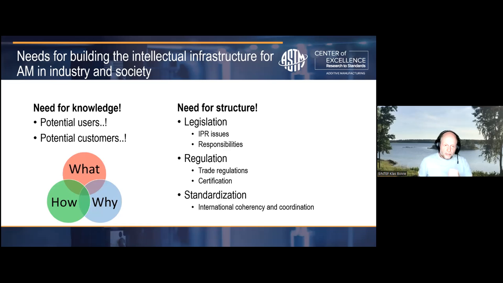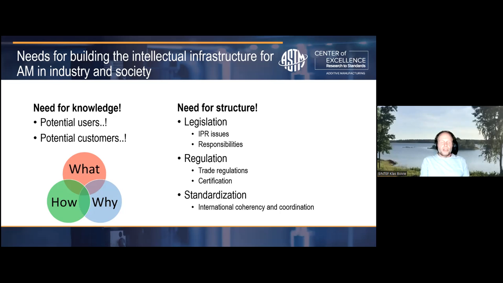So a very important, big challenge in the AM industry is building the intellectual infrastructure for AM in industry and society. We need to build the knowledge, the users, the potential customers. And you as students have a very important role here. You need to learn AM, and you need to spread the knowledge that you learn about AM to the market, to your employers, to your customers, and to your colleagues. Think about: what should we do by AM? Why should we do it by AM? How should it be done by AM?